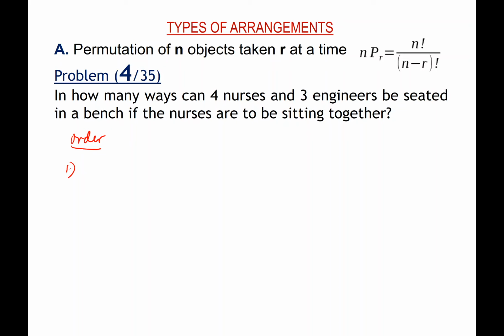So you have 7 seats, 4 nurses and 3 engineers. In a bench, if the nurses are to be sitting together, let's say these are the 7 seats. Now if we use our conventional way of solving this, these are the 4 nurses, and then 3 engineers. Now there's a condition: in this problem the 4 nurses should be sitting together.